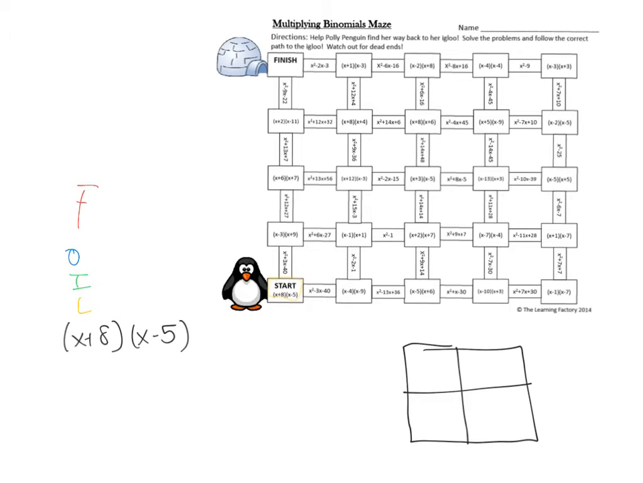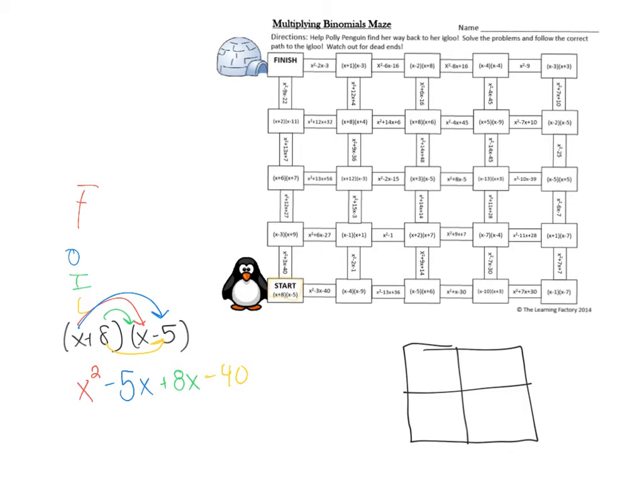All right, so I'm gonna do my first terms. X times x, which gets me x squared, right? I'm adding my exponents. Then I'm gonna do the outer terms. X times -5 is -5x. Then I'm gonna do my inner terms. 8 times x is plus 8x. And then lastly, I'm gonna do my last terms, and it's 8 times -5, which gets me -40, okay?